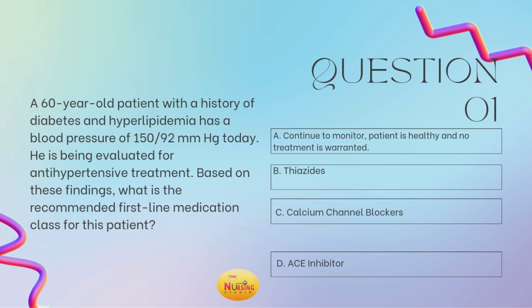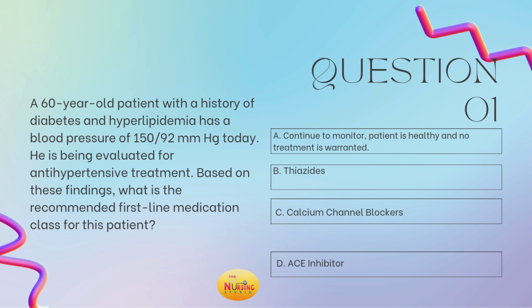Question number 1 states, a 60-year-old patient with a history of diabetes and hyperlipidemia has a blood pressure of 150/92 today. He is being evaluated for antihypertensive treatment. Based on these findings, what is the recommended first-line medication class for this patient? Is it A, continue to monitor, the patient is healthy and no treatment is warranted? B, thiazides? C, calcium channel blockers? Or D, ACE inhibitors? Take a moment and tell me what you got in the comments, you guys.